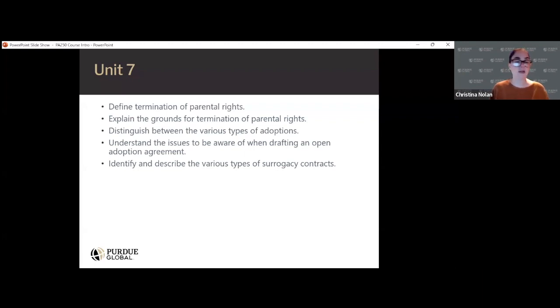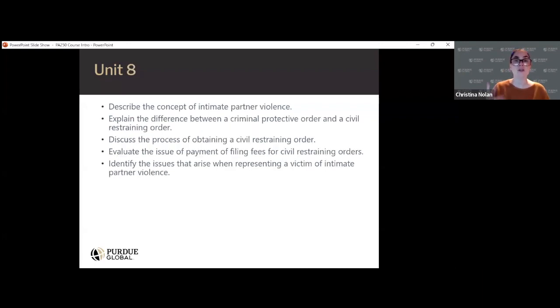What kinds of things might you want to be aware of when drafting an open adoption agreement? There are other considerations than just this new parent and child relationship being formed. Also, we'll look at the various types of surrogacy contracts. So you might be sensing a theme here. A lot of family law has to do with contracts.